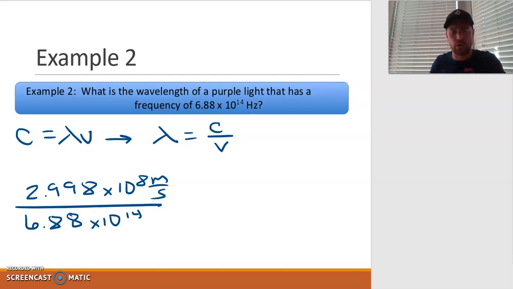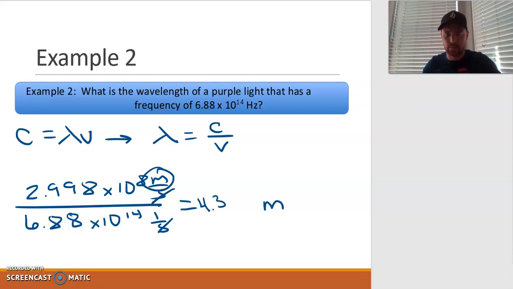Rather than write hertz, I'm going to write 1 over second. That way you can see that the seconds cancel. And so when we get our answer, it's going to be in unit of meters. So keep that in mind. So let's solve that. 2.998 E8 divided by 6.88 E14. And I end up getting, with 3 sig figs, 4.36 times 10 to the negative 7th. Now remember, it's reported in meters, right? Because that's what the unit is going to be left with when I cancel everything out.